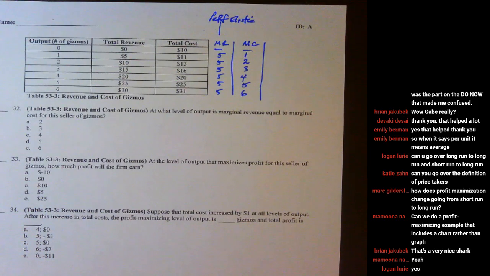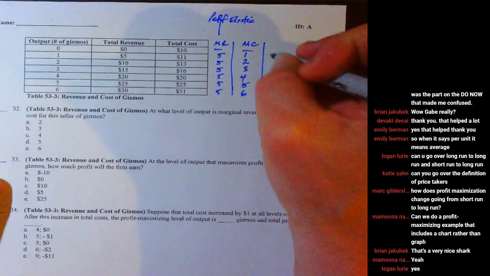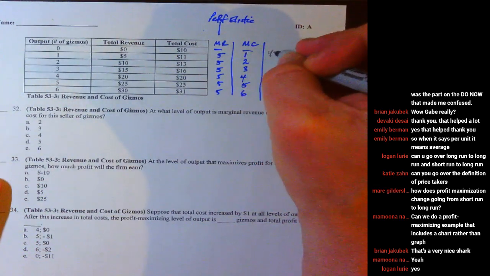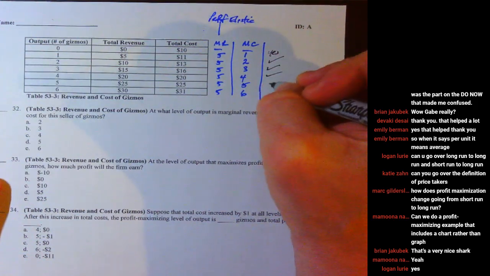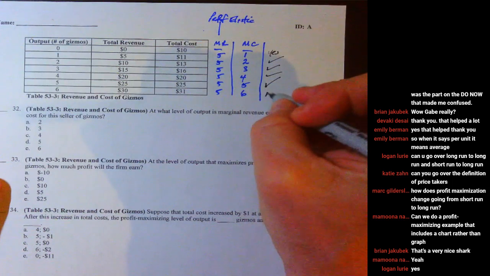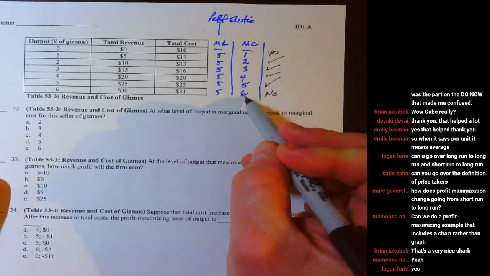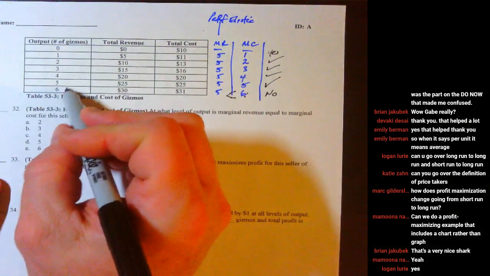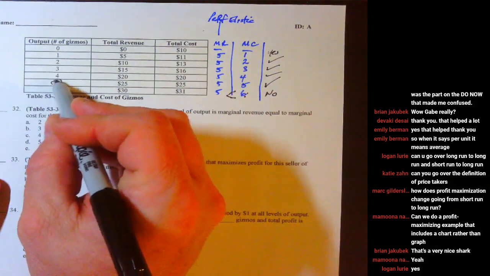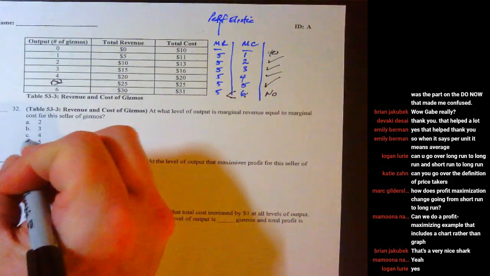So if we want to find the profit maximizing level of output, do we produce here? Yes, yes, yes, yes, yes. No, because marginal cost is greater than that. So actually our output should be 5. So you would circle D.